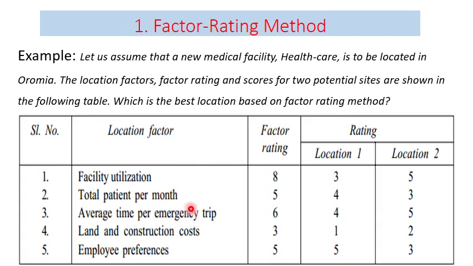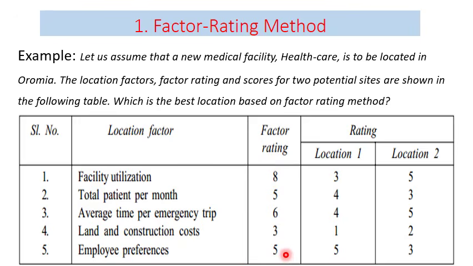After that, the second step is we assign a weight according to their merit. We assign a weight for each critical success factor according to their merits. So these weights are provided for each critical success factor. Based on these weights, facility utilization gets 8, total patients per month is provided 5, average time per emergency trip is assigned 6, land and construction cost got 3, and employee preferences get 5. So these are the assigned weights according to their merits.